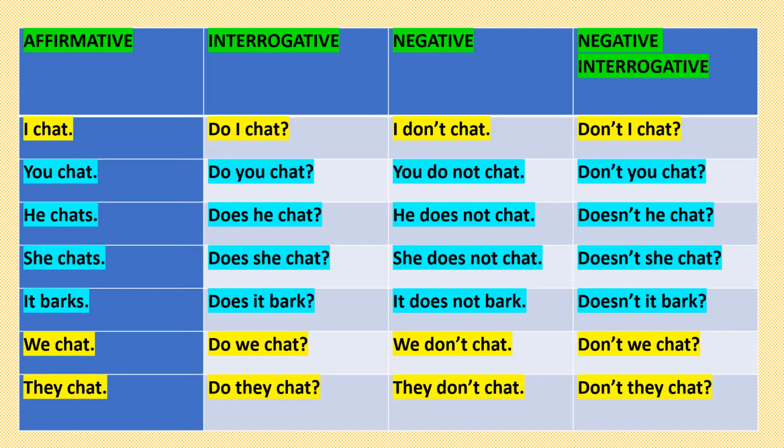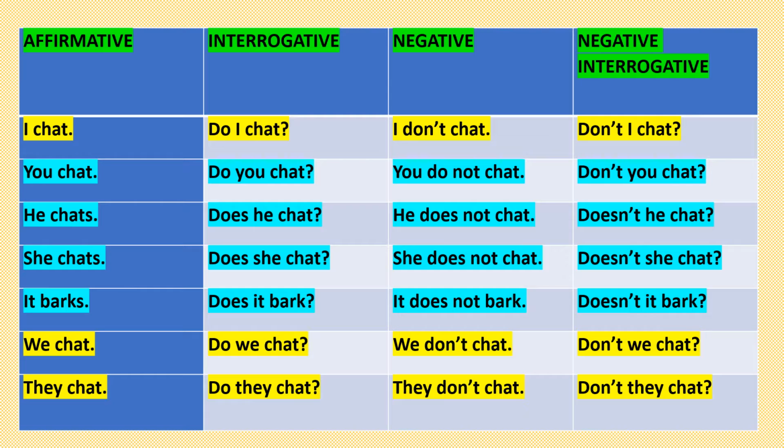So let's do a practice. Now here we have four present forms and we will talk about it with different subjects. The first is I chat, do I chat, I don't chat, don't I chat. The second is you chat, do you chat, you do not chat, don't you chat. The third is he subject, he chats, does he chat, he does not chat, doesn't he chat.